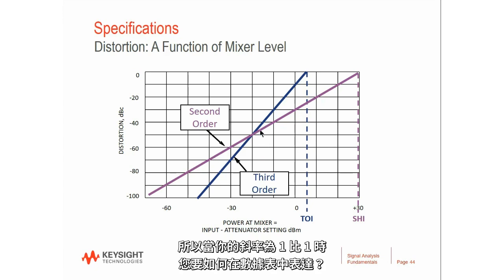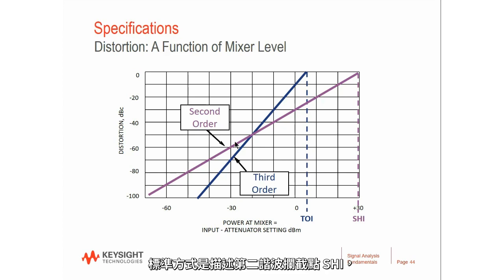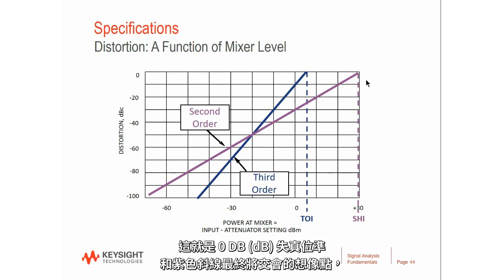So you have a slope of 1 to 1. How do you convey this in a data sheet? The standard method is to describe the second harmonic intercept point, SHI. That's a specification of a spectrum analyzer. And that's an imaginary point where this sloping purple line would ultimately intersect the 0 dB distortion level.